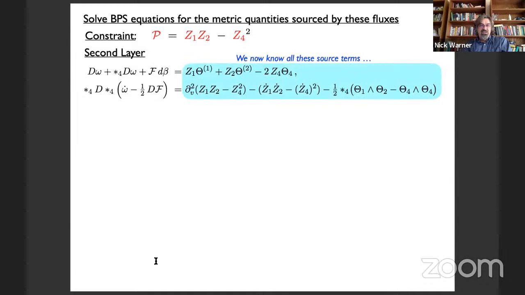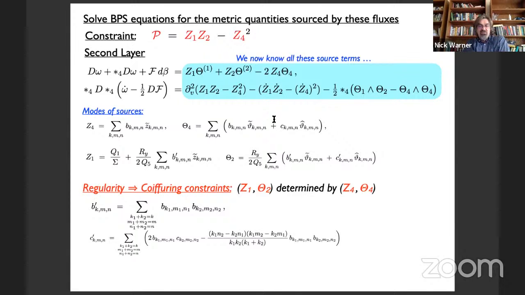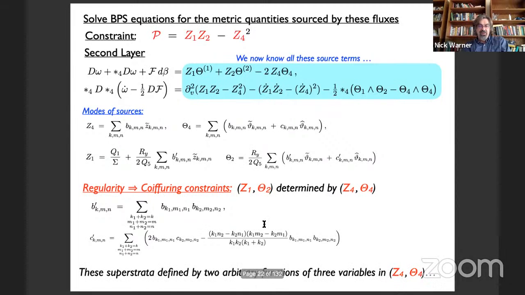Basically, we know all of these sources, and we have to determine the metric components omega and F from this. The sources are these functions, as I've written down, but we impose these quadratic constraints. They seem to be required by regularity, but what it means in practice is that you get to freely choose Z4 and theta4, and then it determines Z1 and theta2, which are the primary quantities here, entirely in terms of the quantities that turn up here. As I said last time, this gives you, in principle, two arbitrary functions of three variables. So what this does is get rid of all the situations where the modes sum and you only get the difference modes. At the end of the day, with this procedure, you get two arbitrary functions of three variables in Z4, theta4, and then away you go.